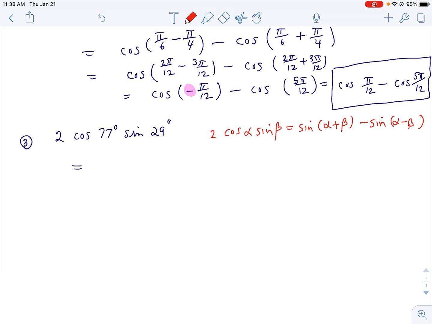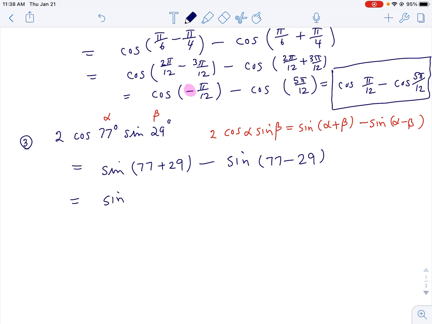Okay, now this is a little easier because we're in degrees and we don't have to deal with common denominators. In that original problem, 2 cosine 77 sine 29, alpha is 77 and beta is 29. And then when I plug into my identity, I get the sine of alpha plus beta, so that's sine of 77 plus 29. And I have minus the sine of alpha minus beta, so that's 77 minus 29.